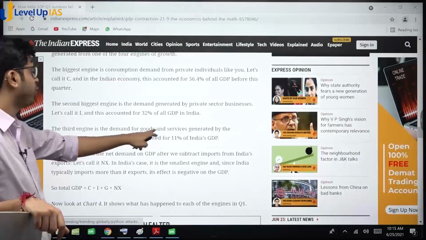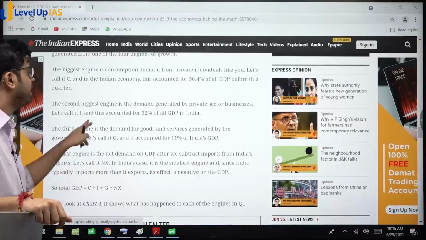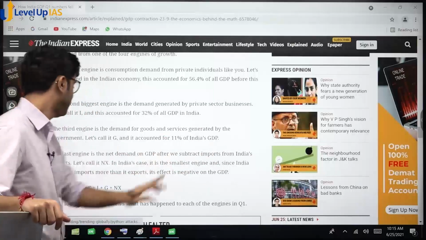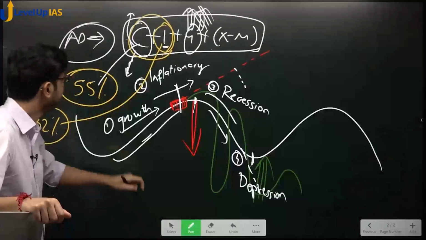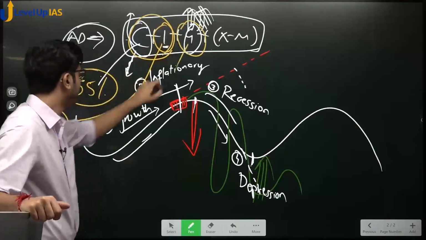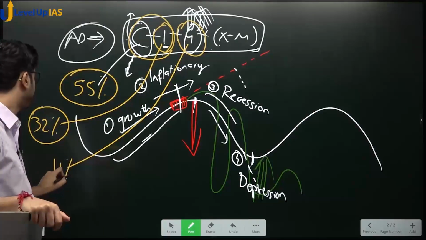Third engine is the demand for goods and services generated by the government. Let us call it G. It accounted for 11% of India's GDP. So before the fall, government was able to contribute only 11% to our GDP.